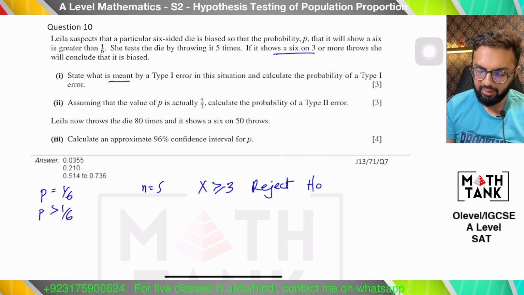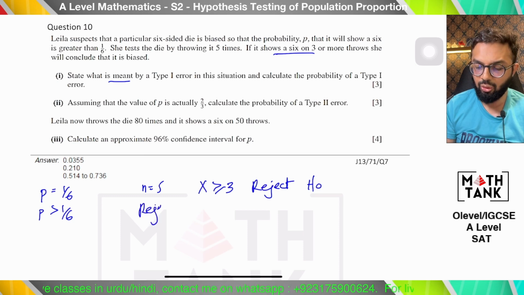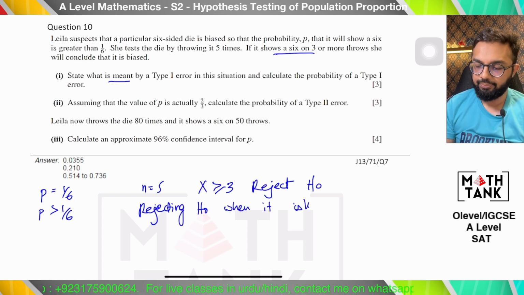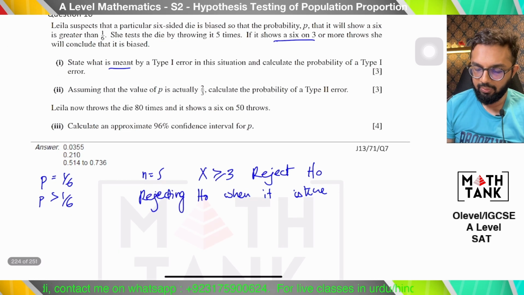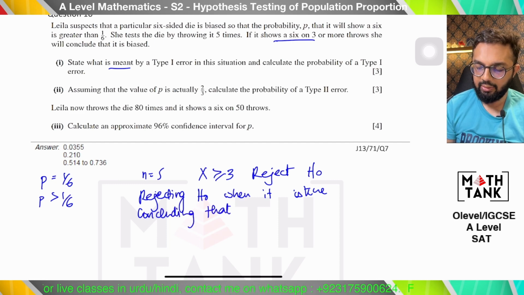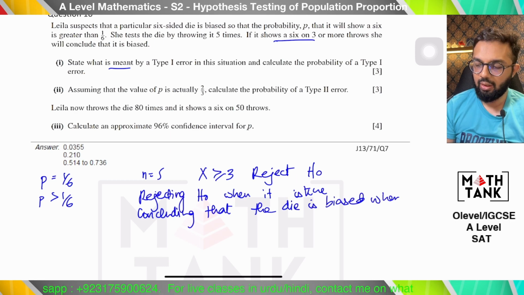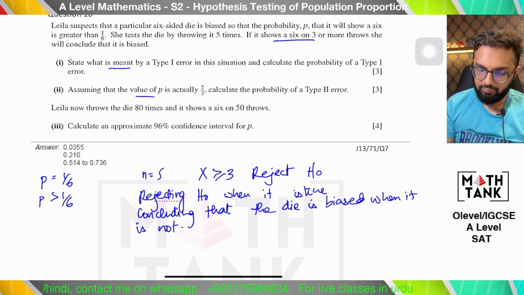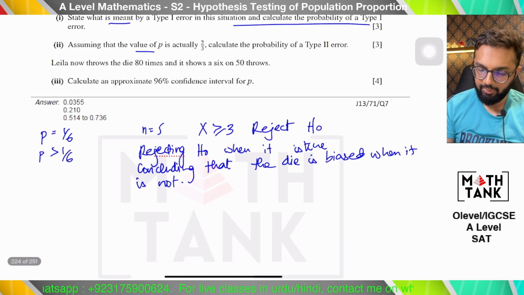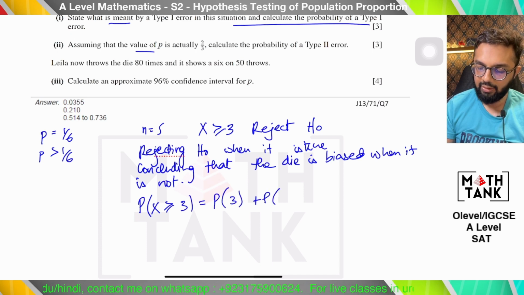State what is meant by a type 1 error in this situation. Type 1 error means rejecting H naught when it is true. So in this case, I can say concluding that the die is biased when it is not. And calculate the probability of a type 1 error. So probability of x greater than or equals to 3. So 3, 4, and 5.